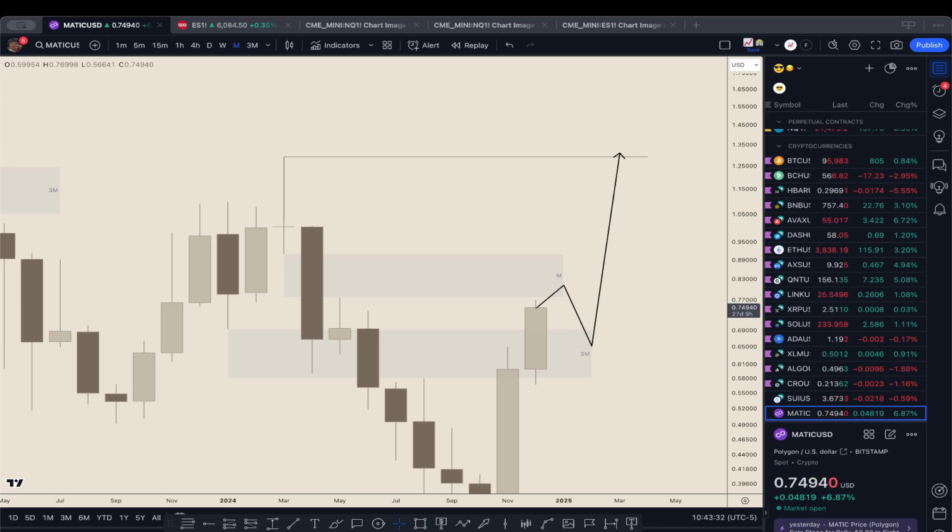The only other thing is just pure euphoria and the fact that Bitcoin is going higher. And if Bitcoin dominance takes a sharp drop, then yeah, perhaps Polygon would move. But you still need some type of fundamental backing to help that, right?